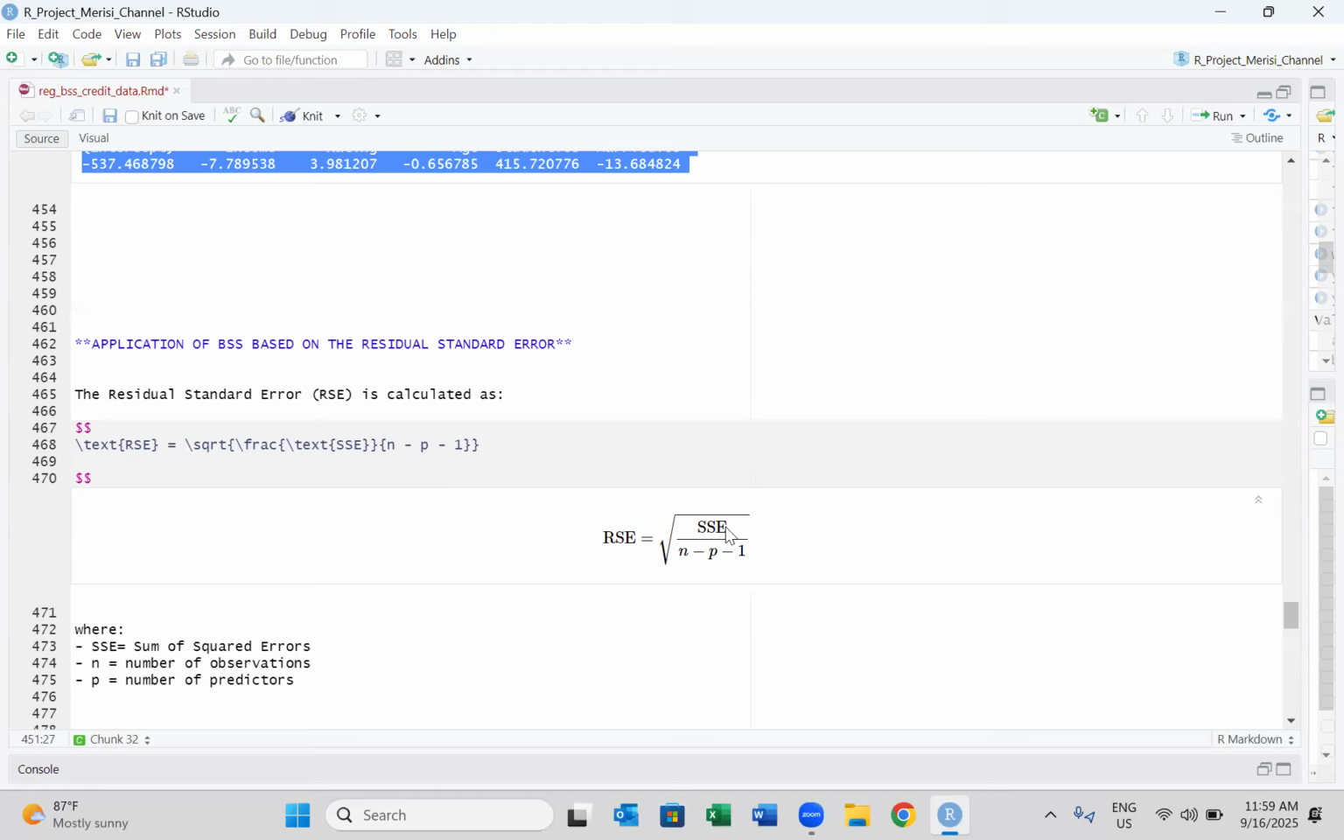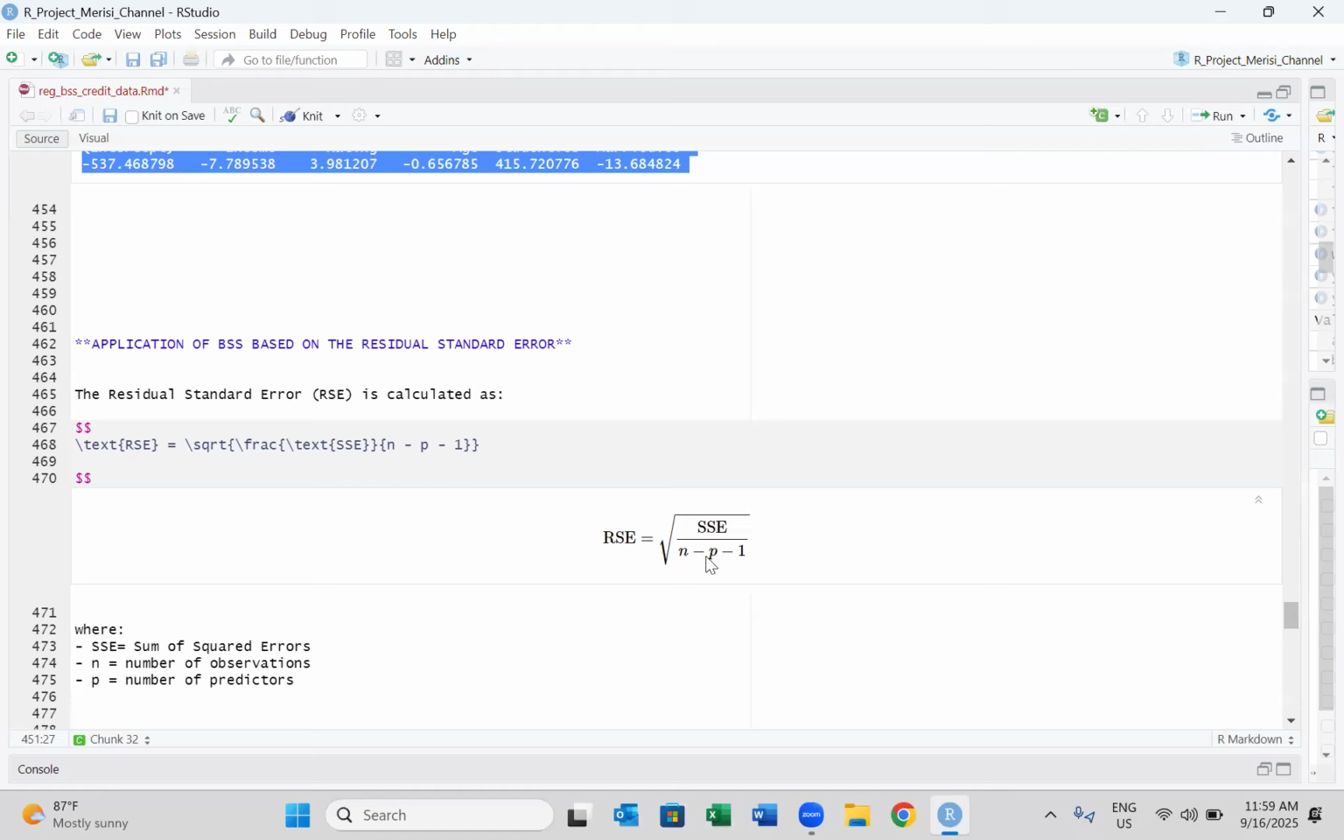The sum of the square of errors decreases for sure. But at the same time, if you add more predictors to an equation, p increases, so n minus p decreases as well. So when you add more predictors to an equation, the numerator decreases, but the denominator also decreases because n minus p decreases. It's kind of a tug of war, where the numerator is decreasing, but the denominator, the bottom, is also decreasing.